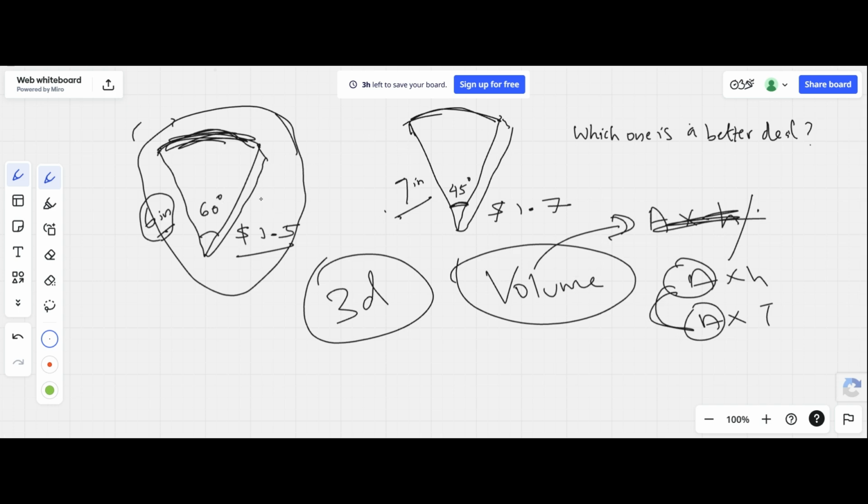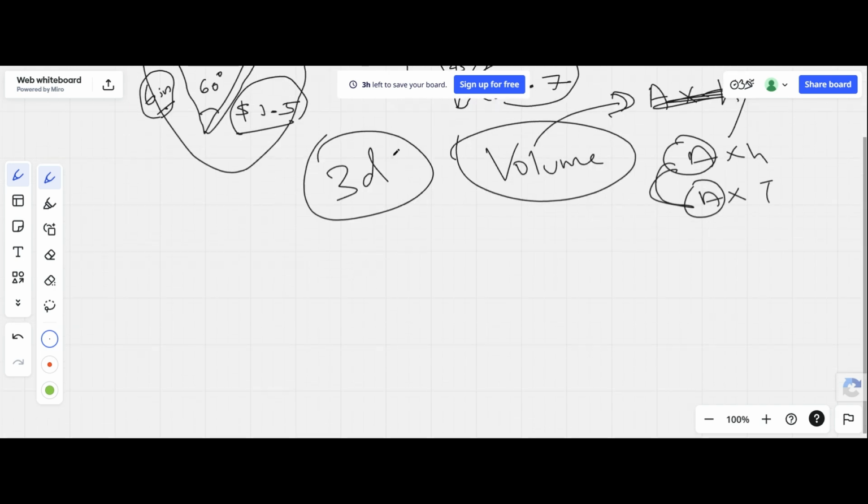But there is a trick. The trick is that the prices are different. First of all, let's find the area of both. Let's take this slice. This is 6 inches, 60 degrees. Wait, I'll show you.